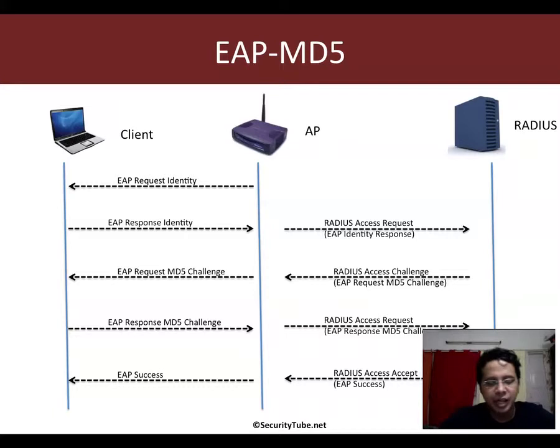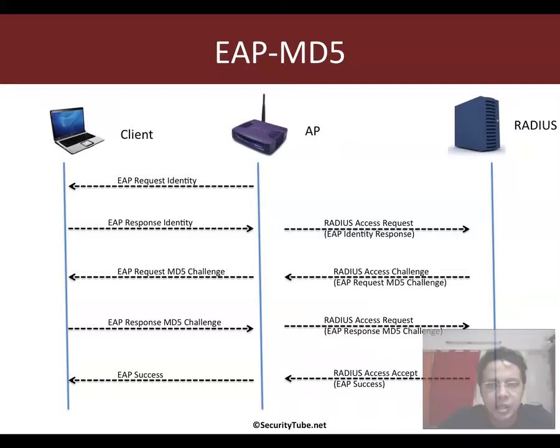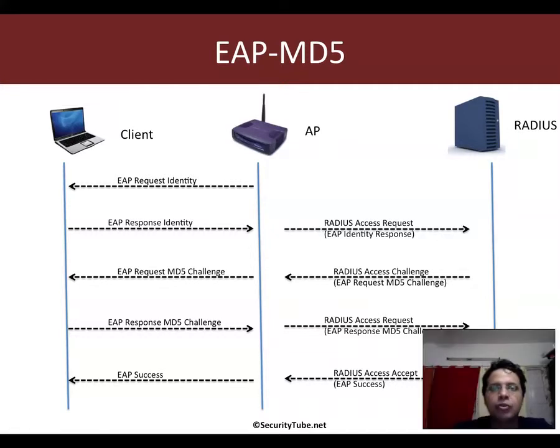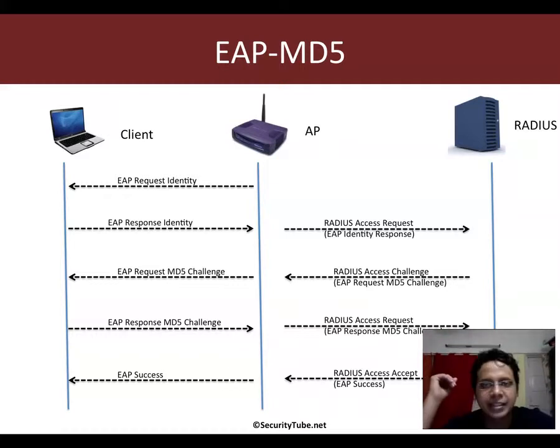So very quickly, how does EAP MD5 work? Now, you have a client, an access point and the radius server. And I think most of this you would recall from the basics of WPA Enterprise, where you have a supplicant, an authenticator and an authentication server, right? So the first thing which happens is that the client is requested for its credentials or for its identity with an EAP request identity packet, to which the client responds with a response identity packet, which is forwarded and encapsulated in a radius packet to the radius server.